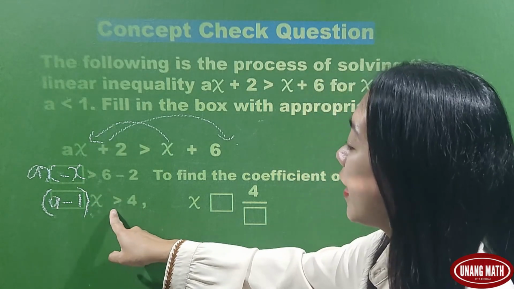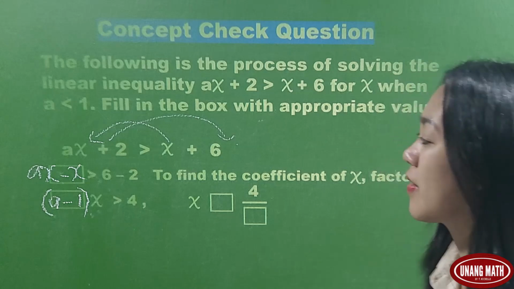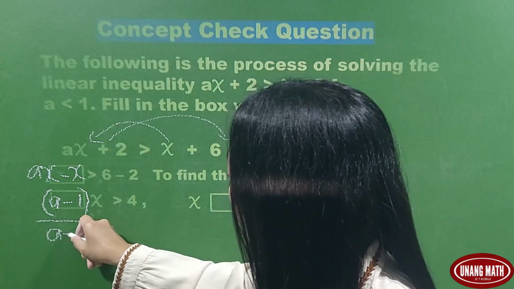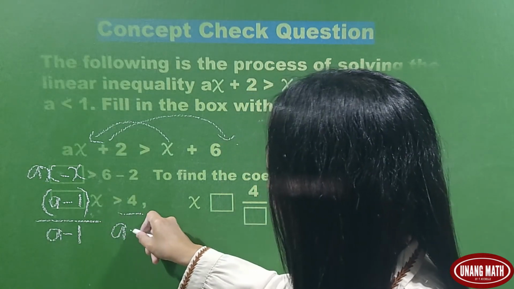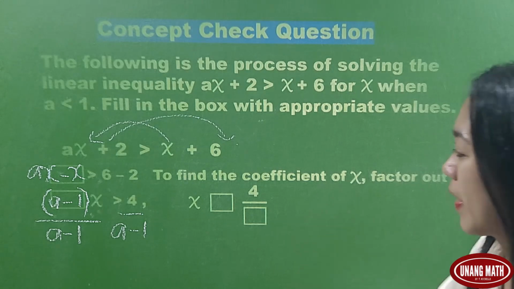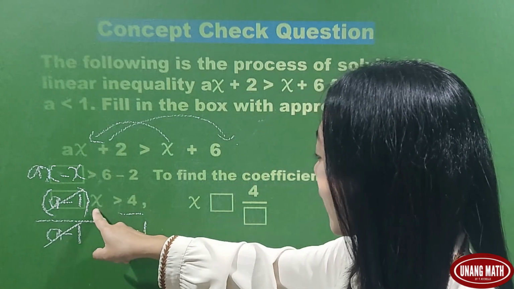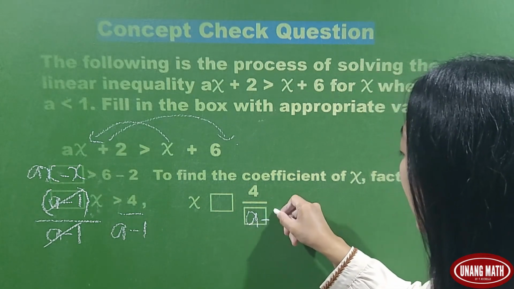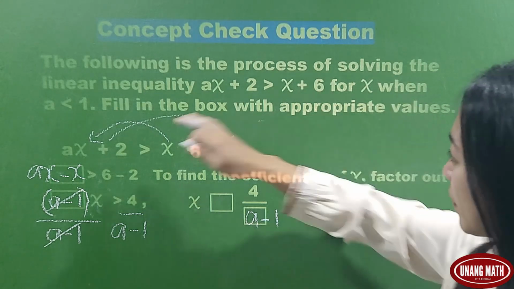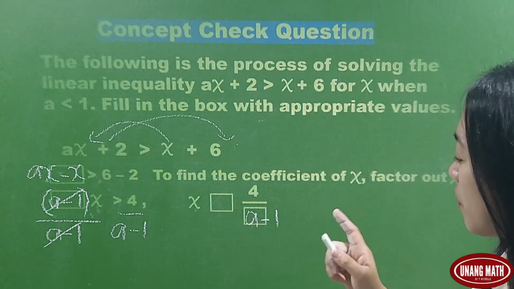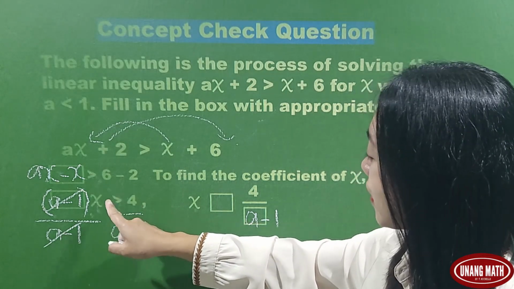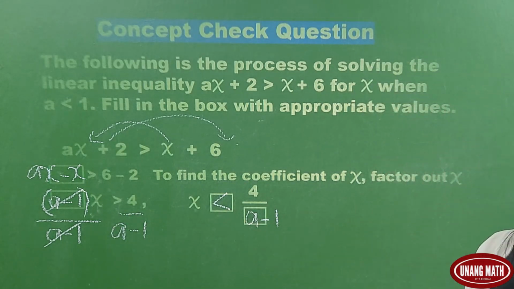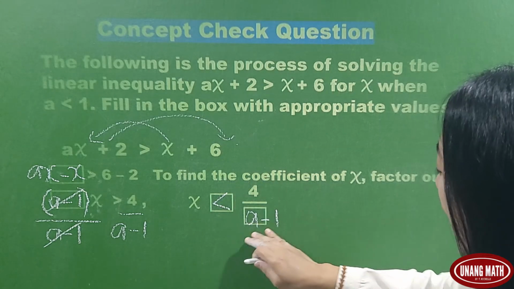Okay, x is greater than 6 minus 2, which is 4. Now we are looking for x. So we will be dividing both sides of this inequality by a minus 1. And if we simplify, we have here x, and this is 4 over a minus 1. And now, a is less than 1. So it means we are going to reverse this symbol. So from greater than, this now becomes less than. So x is less than 4 over a minus 1.